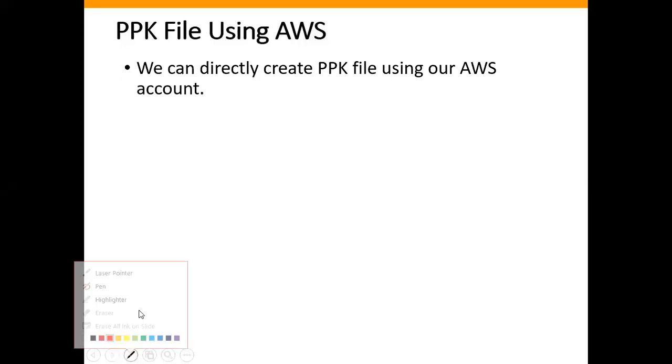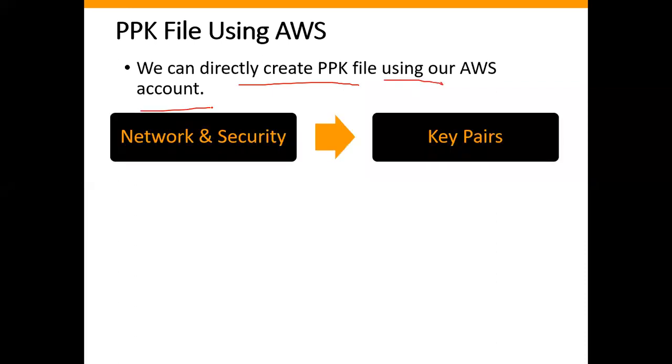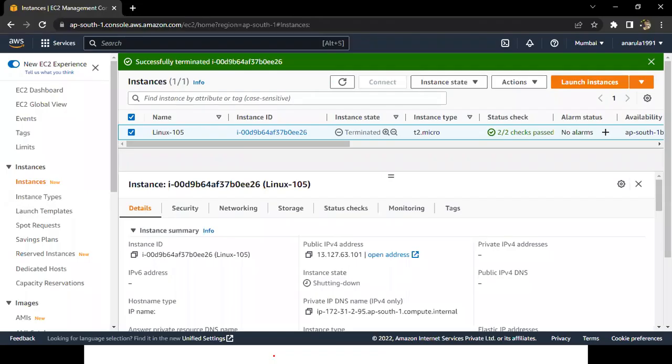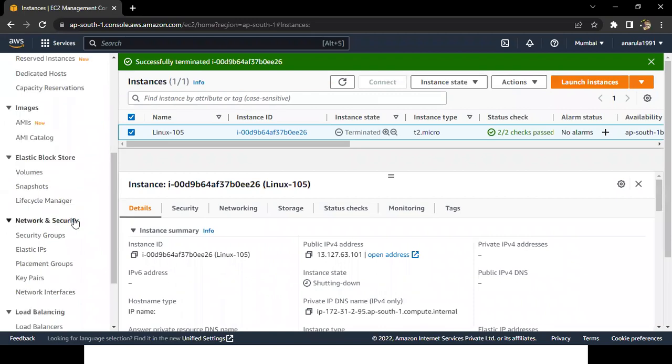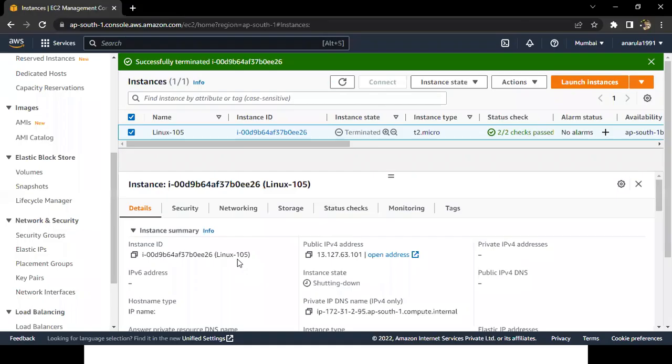We can do that. How to do that? We can directly create a PPK file using our AWS account. How can we do it? Go to network and security. I can do it right now, or while creating my virtual machine, I can also do it at that time. Scroll down to network and security, and then we have the option of key pairs.